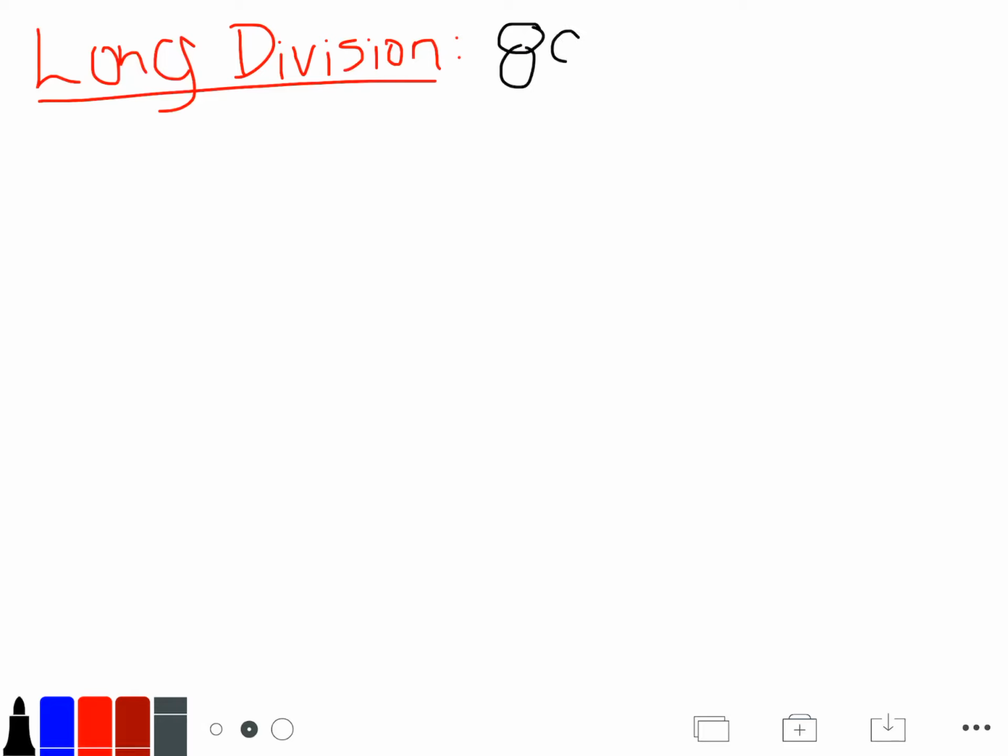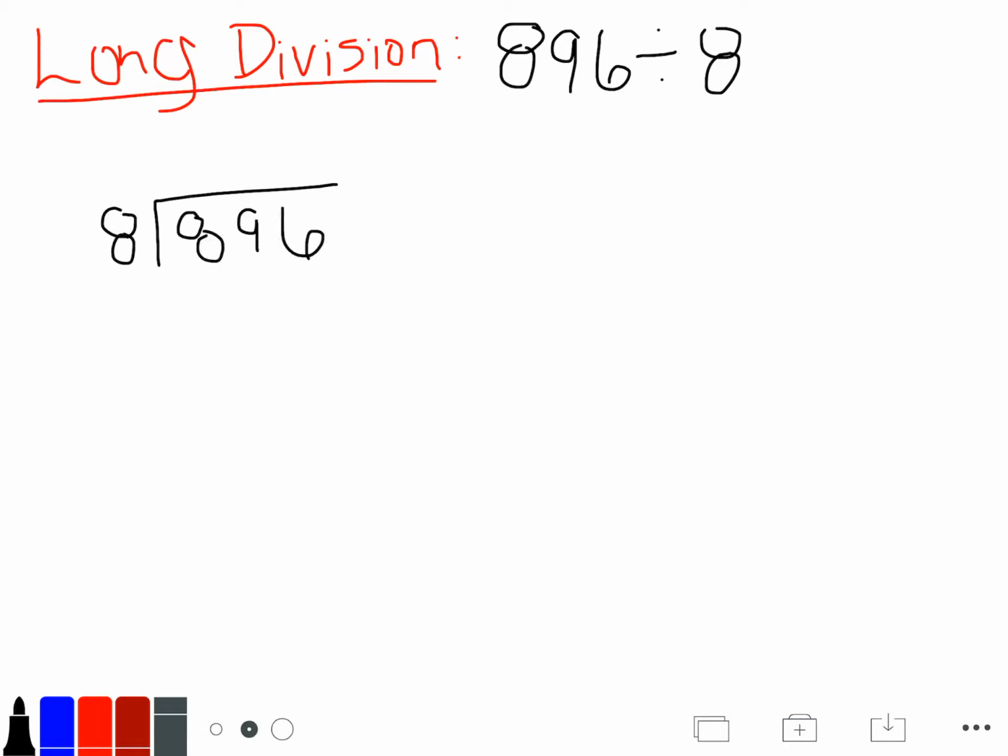We're going to again have the same problem, 896 divided by 8. So first I want to think, can I fit 8 into 8? I'm looking at the first digit. Well, yes, 8 times 1 would get me 8. So I'm doing 8 times 1.